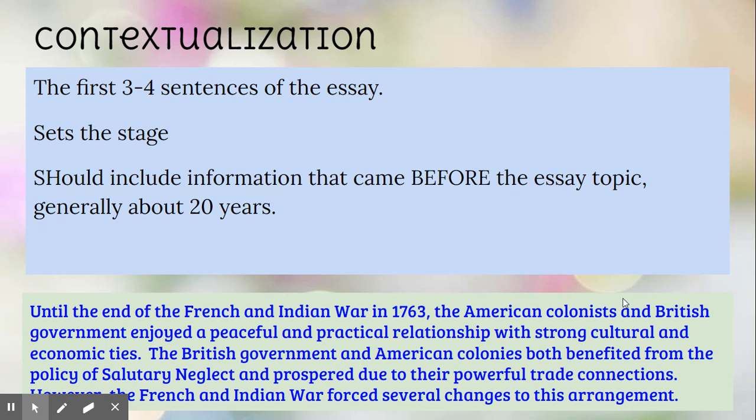So it should include information about what came before. Think about what came before, generally about 20 years, although you could go maybe as much as 50, but I wouldn't go beyond that.